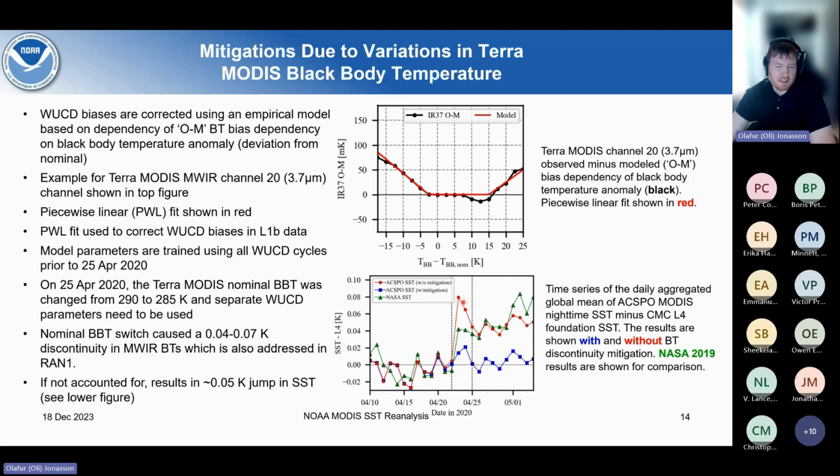This time series is a bit complicated because there was a warm-up cooldown event, and then after that event, the nominal blackbody temperature was changed. So it looks a bit more complicated.